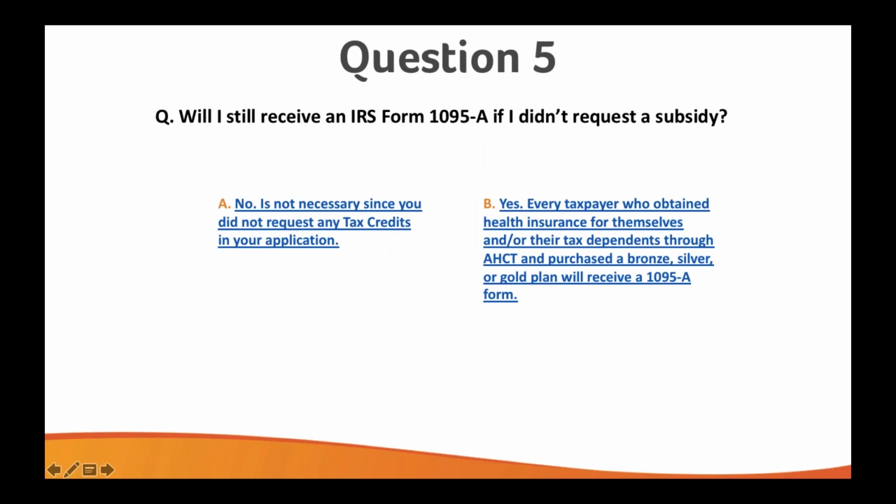Okay, let's go to number 5. Will I receive an IRS Form 1095-A if I didn't request a subsidy? A, no, it's not necessary since you did not request any tax credits in your application. B, yes, every taxpayer who obtained health insurance for themselves and their tax dependents through AHCT and purchased a bronze, silver, or gold plan will receive a 1095-A form. So A, no, B, yes. Will I receive an IRS Form 1095-A if I didn't request a subsidy?